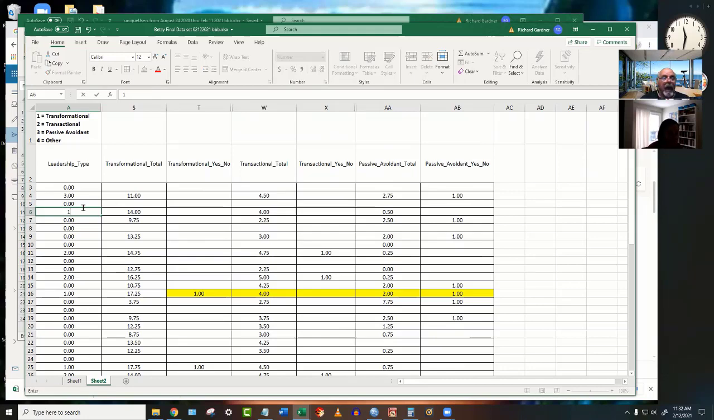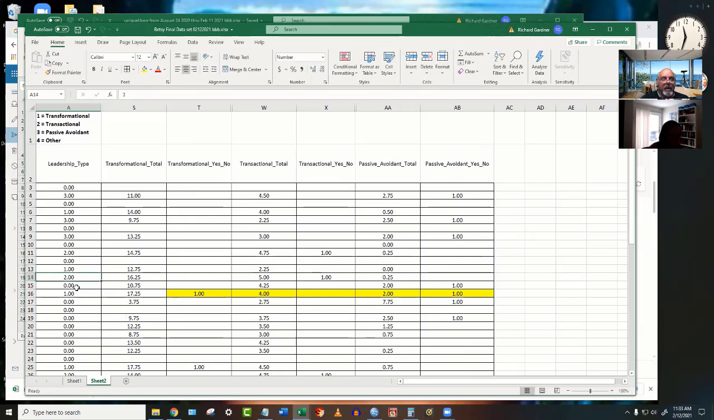Okay. Next. Passive avoidant. Just a passive avoidant. Next. Nothing. Blank. Next. Passive avoidant. I agree. Next. Nothing. Blank. Next. Transactional. Next. Blank. Nothing. This one looks like close to a 1, right? Transformational is the highest. 5, 4, 6, 7. Yes. 1. Yes.